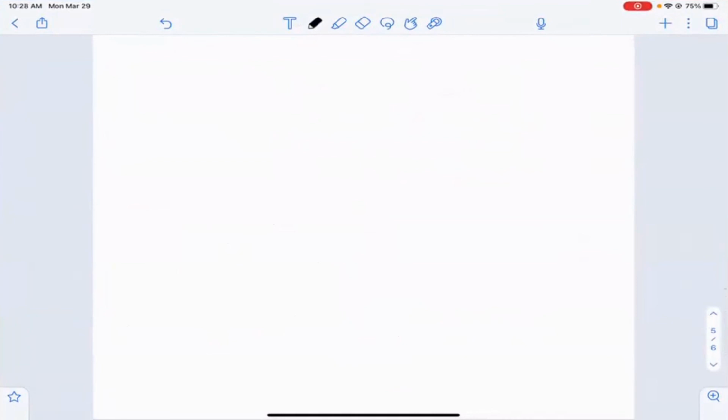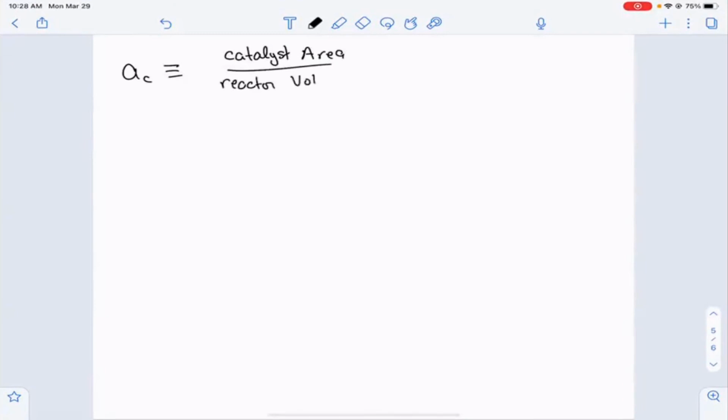All right, as promised during the main lecture here, I want to talk a little bit more about this variable AC, right? And we said that AC is equal to the catalyst area divided by the reactor volume. Okay, now how could we be a little bit more quantitative here? And how do we get to a functional form like the one that we had in the main lecture?